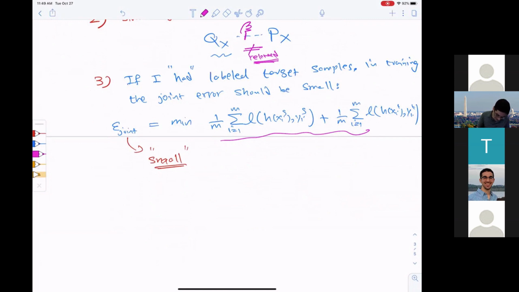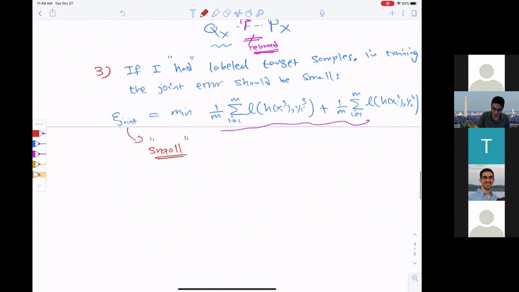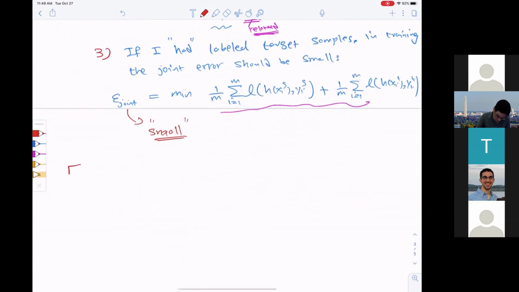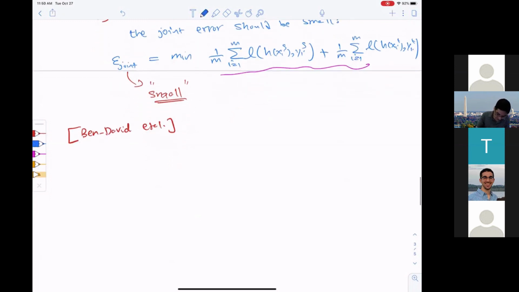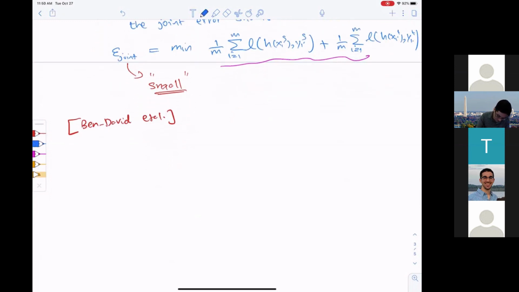First, I'm going to cover some theoretical foundations of domain adaptation from the seminal work by Ben David and co-authors. We posted the paper on the course web page. Again, we are going to consider binary classification, as I mentioned, for simplicity. Y belongs to 0 or 1.